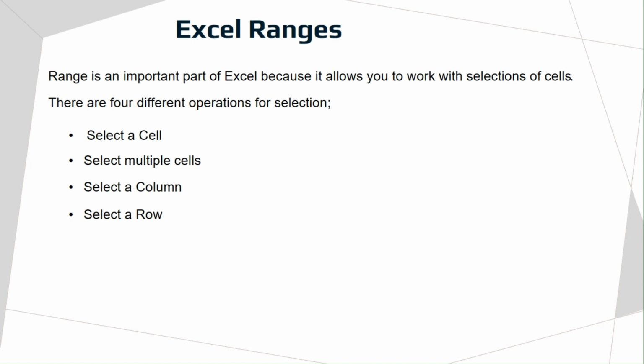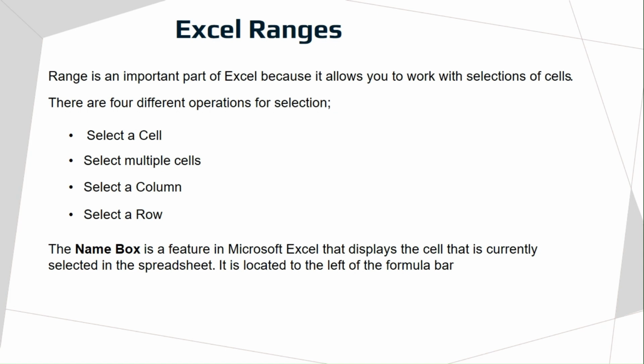Before having a look at the different operations for selection, let's talk about the name box. The name box is a feature in Microsoft Excel that displays the cell that is currently selected in the spreadsheet. It is located to the left of the formula bar. Let's take a look at that.